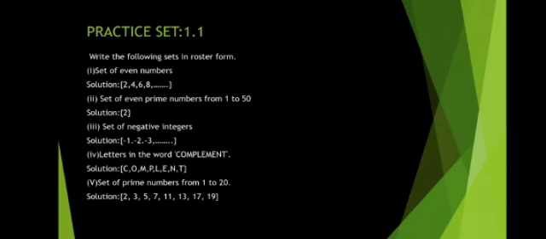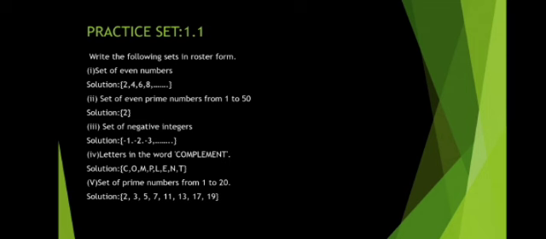Next question: set of prime numbers from 1 to 20. Do you know what prime numbers are? Prime numbers are such numbers which are divisible only by 1 and by itself. And one more thing: 1 is neither a prime nor a composite. So excluding 1, for the remaining we will check whether they are prime numbers or not. The first prime number is 2. Second is 3. 4 is not a prime number because it can be divided by 1, 4 as well as 2. So it is a composite number.